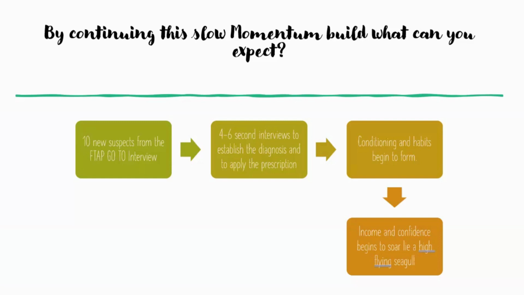And when that happens, you begin to get conditioned and habits begin to form and momentum starts to build. Income and confidence begin to soar. To soar like a high-flying seagull. If you've read my book, Approach, Plan, Succeed, you read about Jonathan Livingston Seagull. If you haven't, read the book.